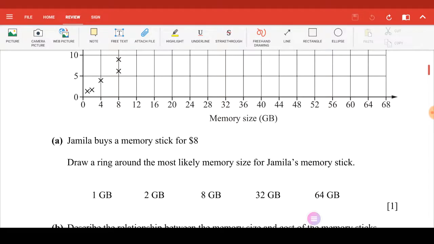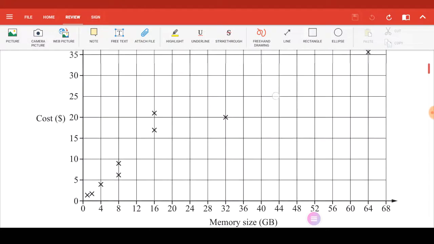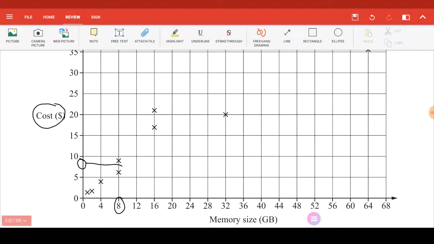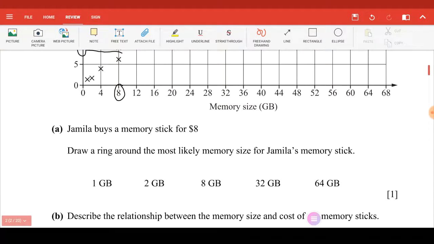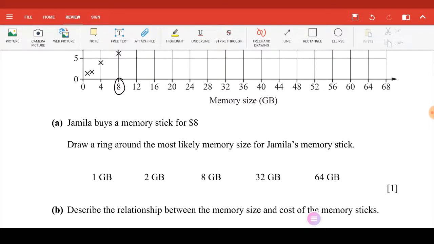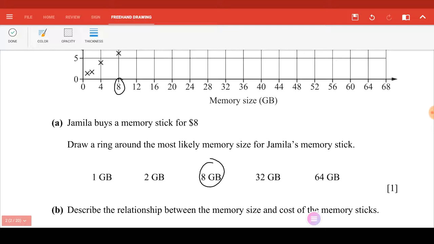Now she's asking what's the most likely size of a memory stick with $8. So this is the price in the vertical line. $8. We think that it will be most likely to be 8 because the other options are higher or too high or too less. So the most likely is 8.